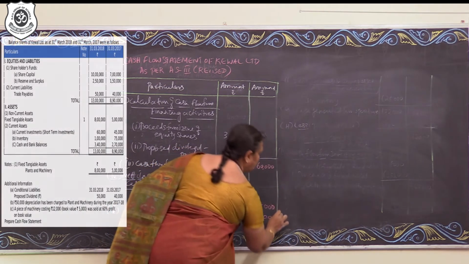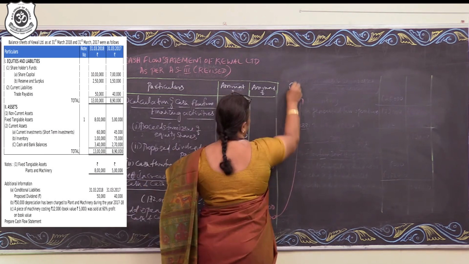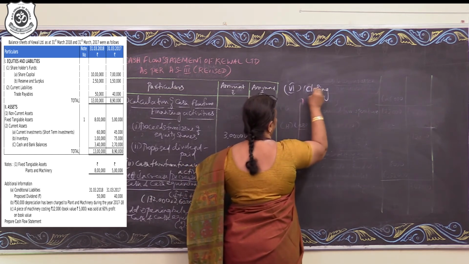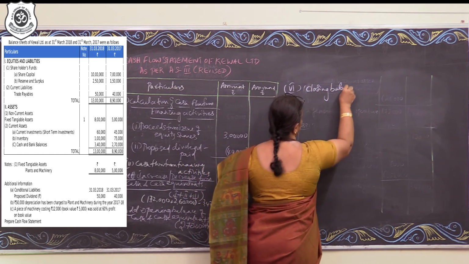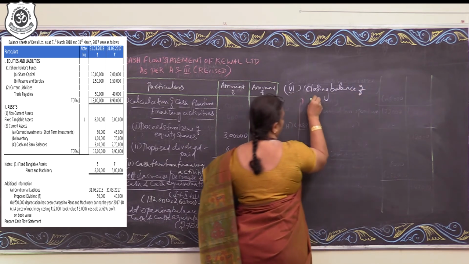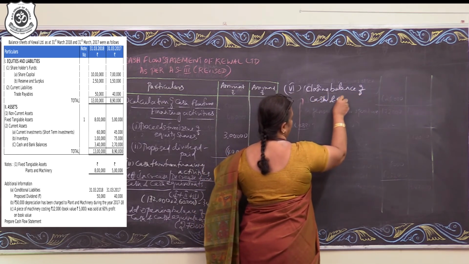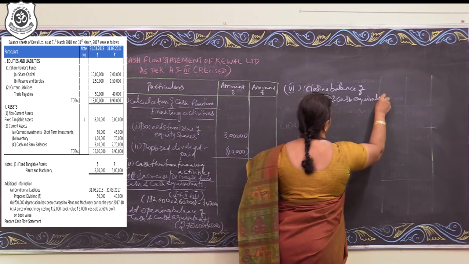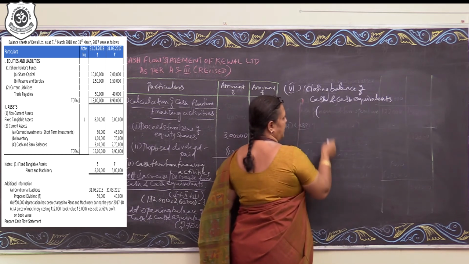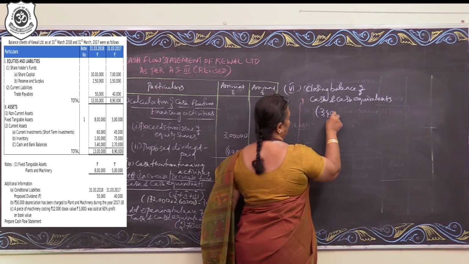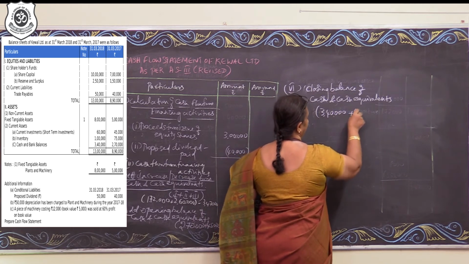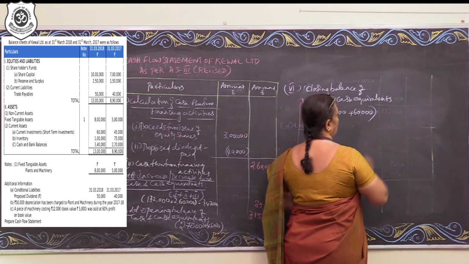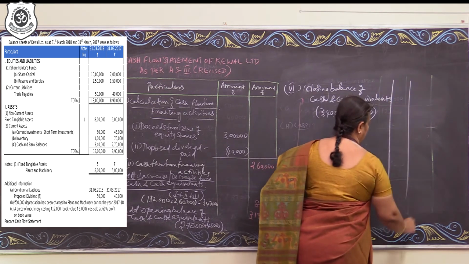So, continuing with this, if we go further, closing balance of cash and cash equivalents, which is given to you as 3,40,000 plus 60,000, which is equal to 4 lakhs. So your cash flow statement is correct.